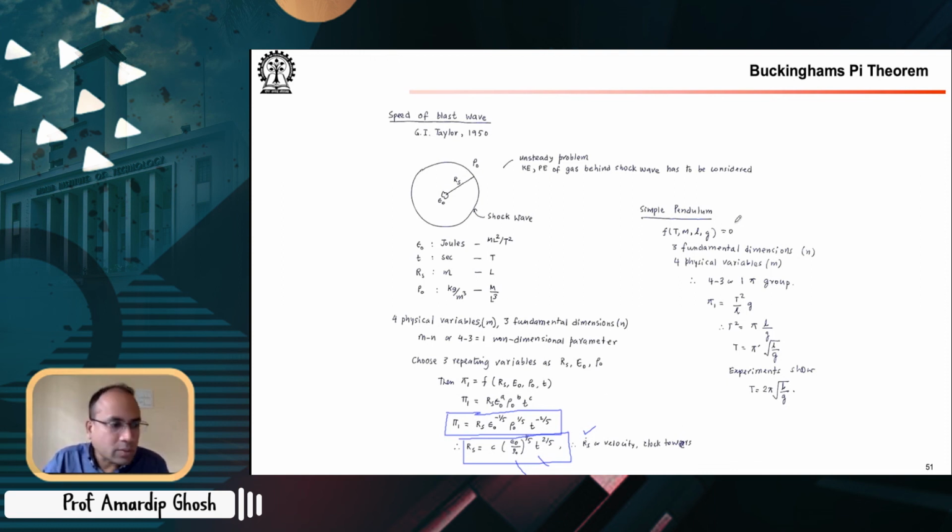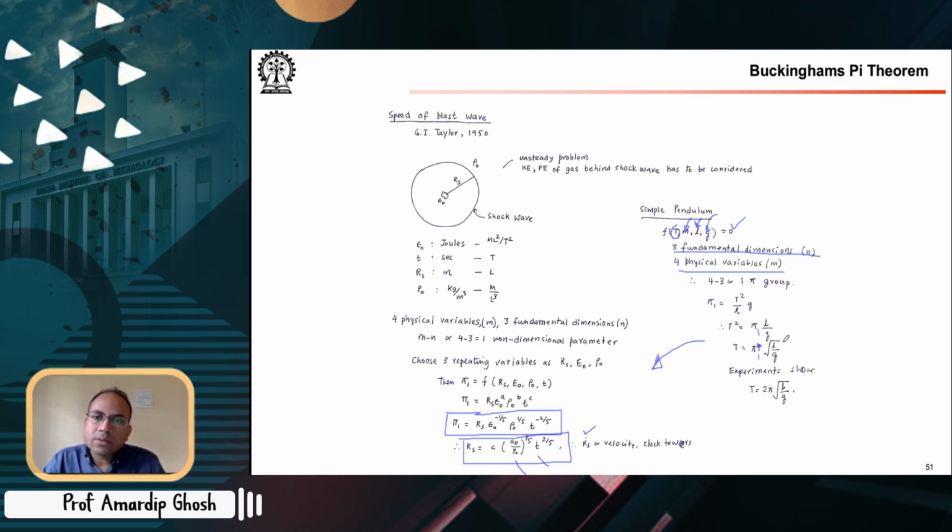A similar problem is there for the simple pendulum, where we say that the time period has to do with the mass of the pendulum, the length of the pendulum, the acceleration due to gravity, etc. Here we have 4 physical variables with 3 fundamental dimensions, and following an approach like this, we can show that your time period is the pi group, so let us call it pi1.